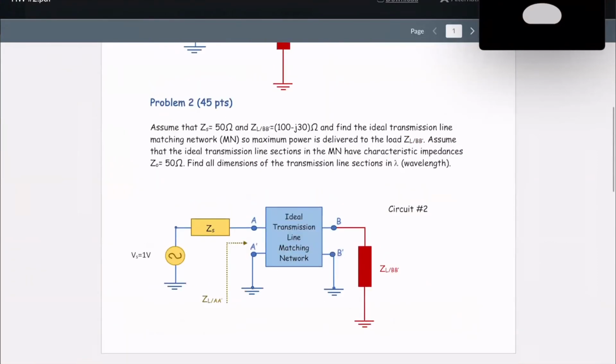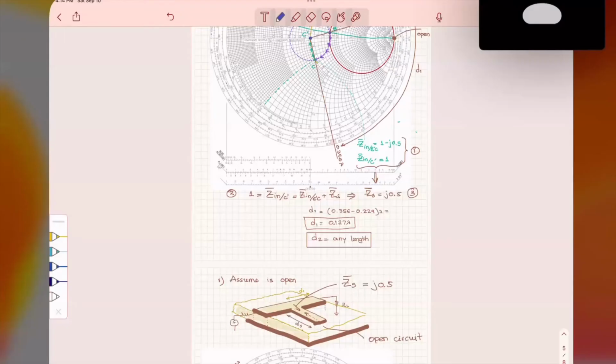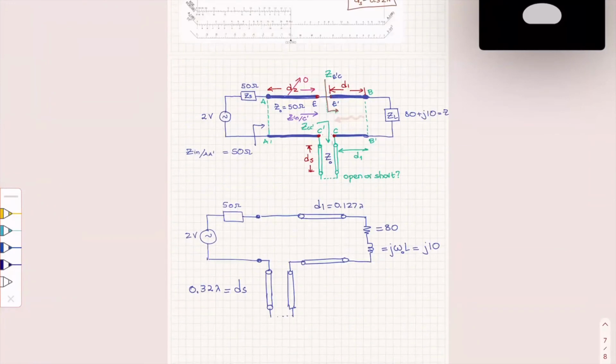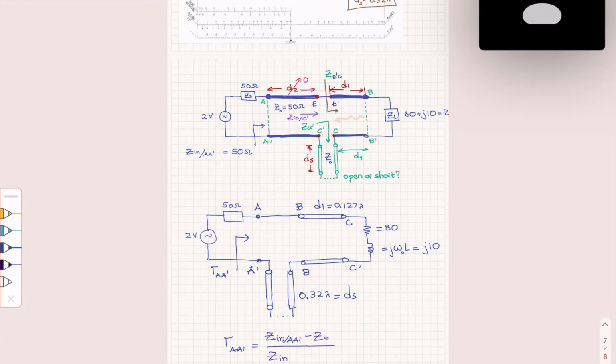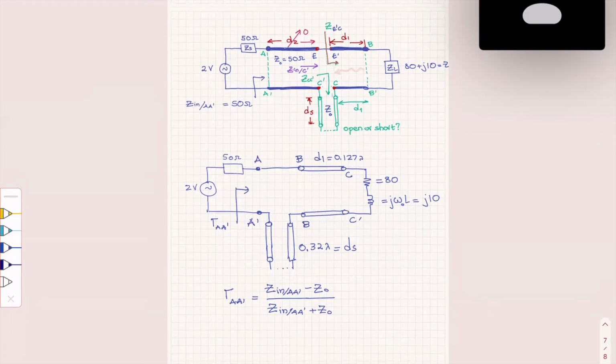gamma. See what I'm asking you to do in this problem: if I call this A prime, and I call this B prime, and I call this C prime, what I want you to do is to plot this reflection coefficient, where gamma at A prime is nothing else but Z input at A prime minus Z naught divided by Z input at A prime plus Z naught. And I want to find this as a function of the frequency.